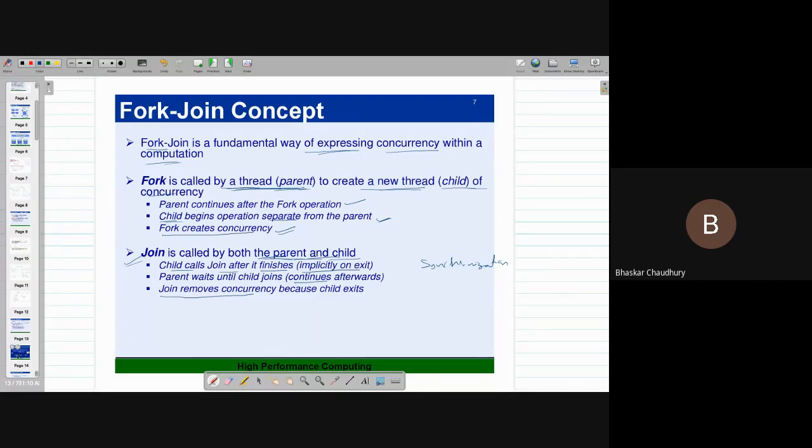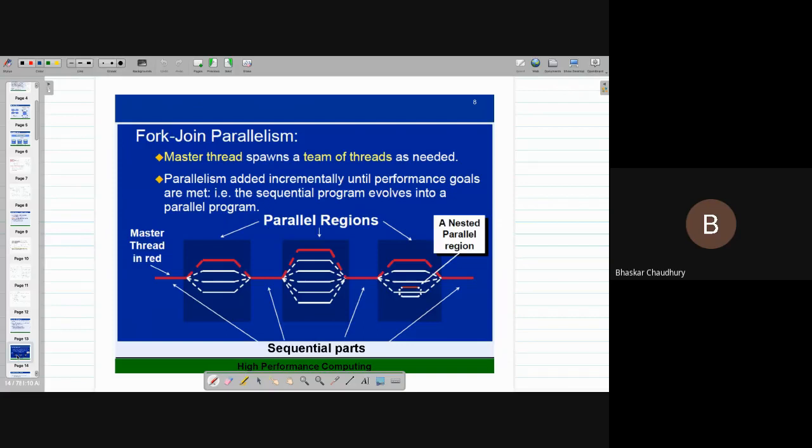We'll visualize this in a better way through this diagram. This is my program, my code, whatever you call it. This is the serial part, so the process starts with a single thread, which you call the master thread, denoted in red color. In the beginning there is always only one thread, the master thread. Now at this point you have the fork. The moment you call fork, it introduces concurrency, meaning multiple tasks are created. You can see the three whites and one red, which is the master itself.